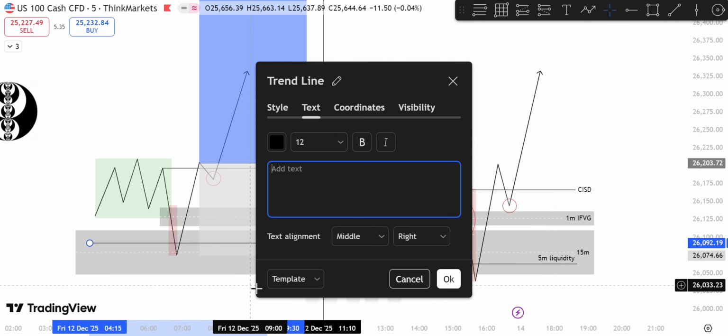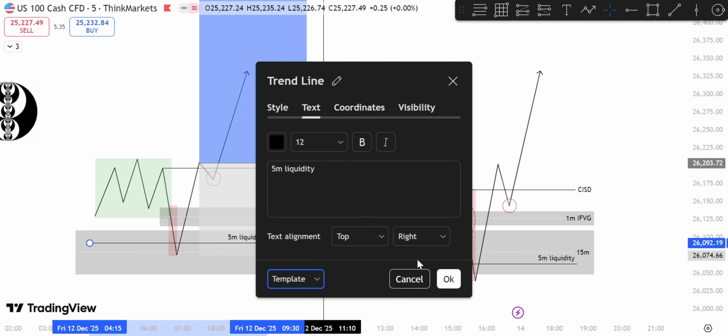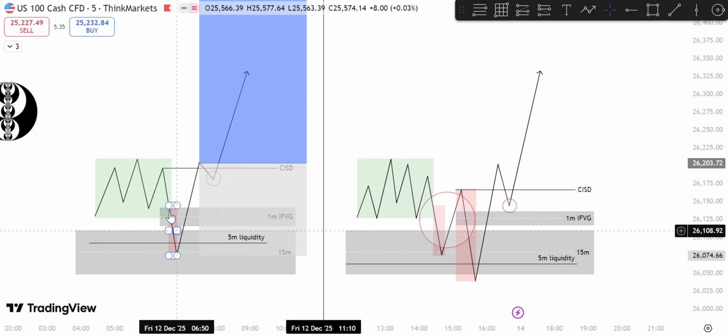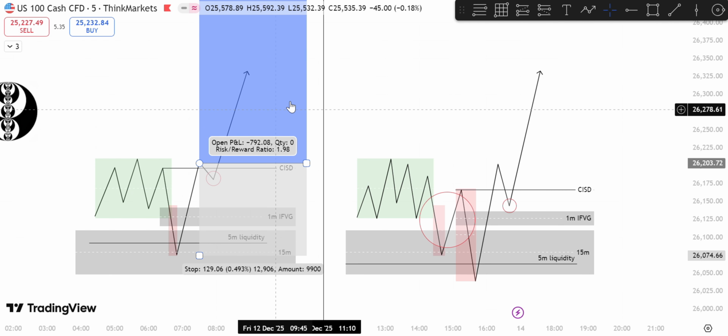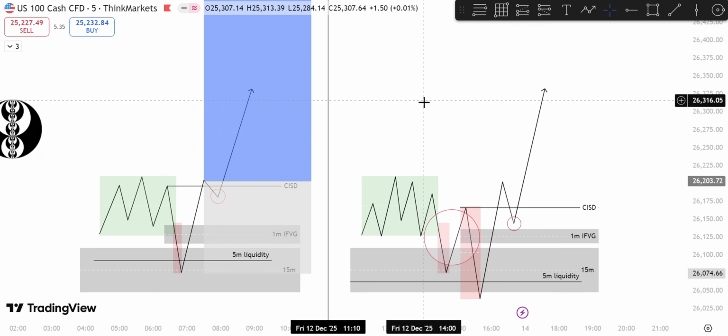Let me actually change this, sorry. So, for example, from the original manipulation, if you got 5-minute liquidity, price swept from the original manipulation, you have the inversion and a change, you can enter perfectly because it fully completes the strategy.